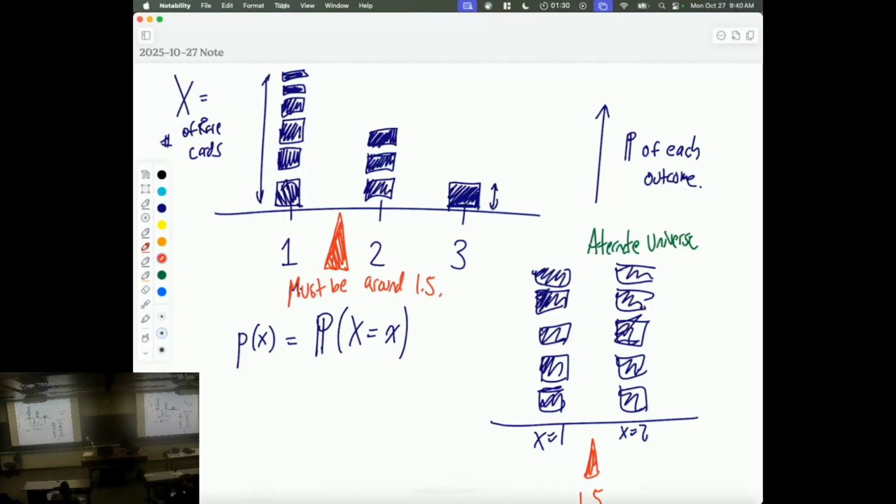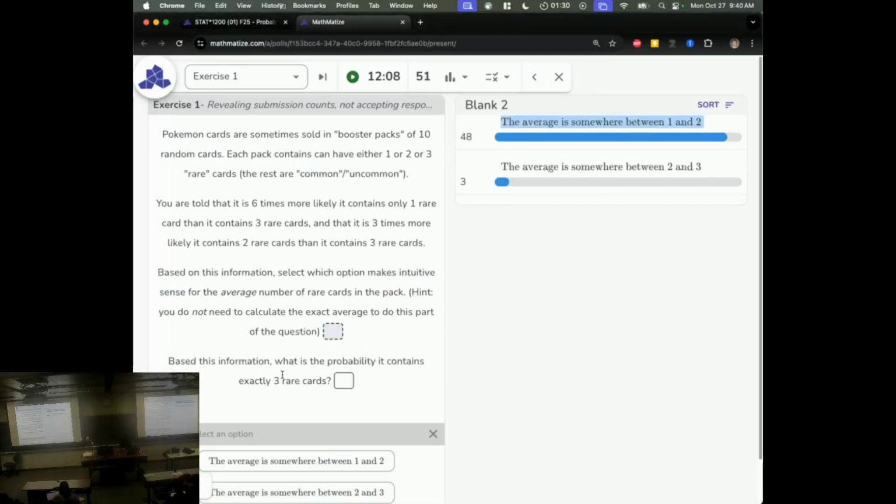Okay, so that was very well done. Almost everyone got that right. Here is where we start to get into the actual calculation, right? This is the intuition. Now we're going to exactly calculate. And to exactly calculate, we do need to know the actual probabilities. What is the probability it contains exactly 3 rare cards?